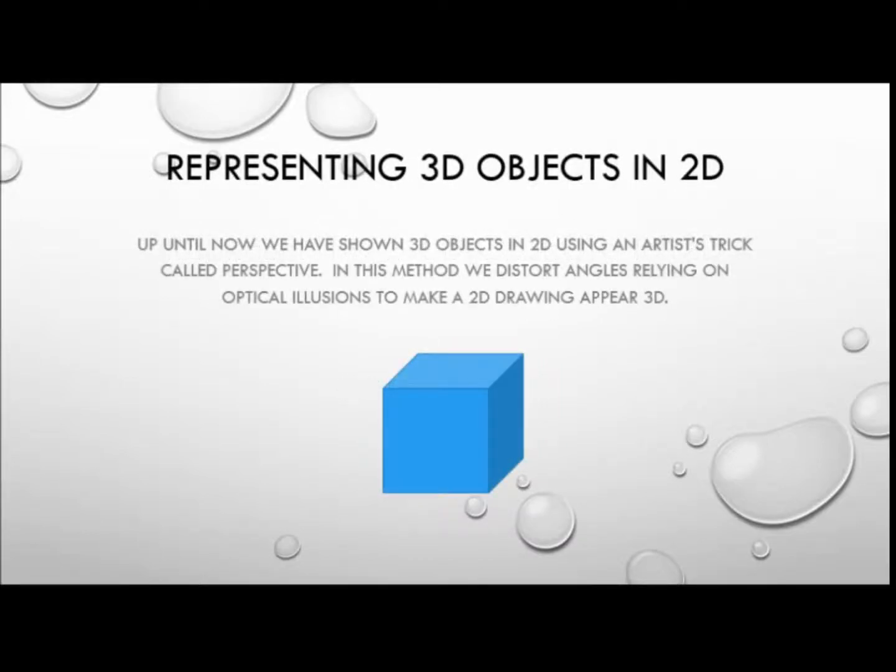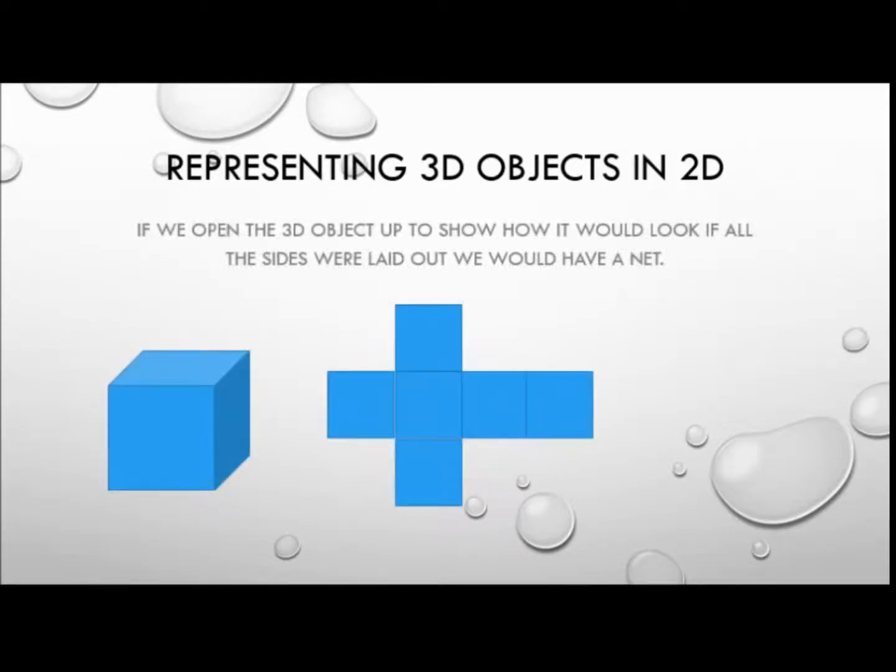Now up until now we've been showing three-dimensional objects in two dimensions using an artist's trick called perspective. In this method we distort angles relying on optical illusions to make a two-dimensional drawing appear three-dimensional. If we open up the three-dimensional object to show how it would look if all the sides were laid out flat, then we have a net.